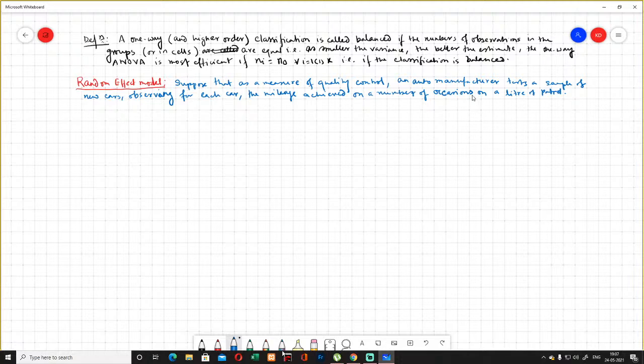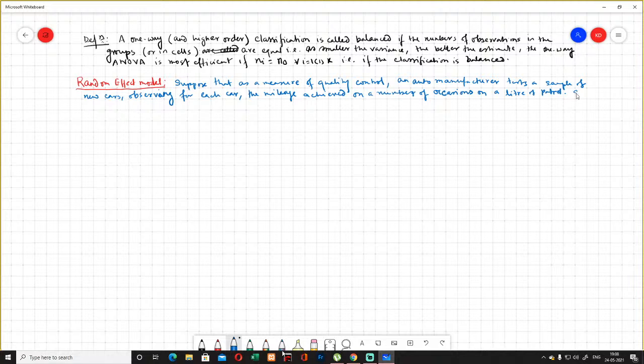So here I consider an example. Suppose that as a measure of quality control, an automobile manufacturer tests a sample of new cars, because it is not possible to test all the cars. So we always select a sample of cars and then observe for each car the mileage achieved on a number of occasions on a liter of petrol. So this is the case of random effect model instead of fixed effect model, because here we consider a sample of cars rather than all cars. So in that situation we use random effect model instead of fixed effect model.